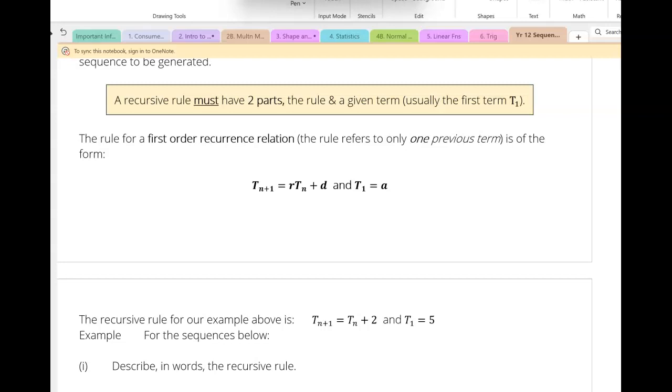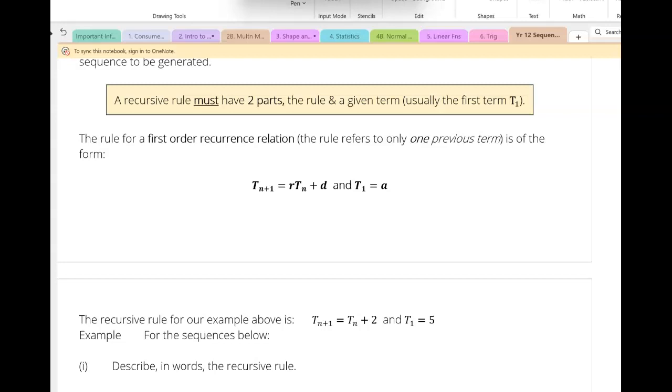Now, if you have a scenario where you are only using one previous term, so we've done a couple of really simple ones where we're just adding, then we call that a first order recurrence relation. And that is the type of sequence we're going to be dealing with formally in the Year 12 course. So when you're only using one.